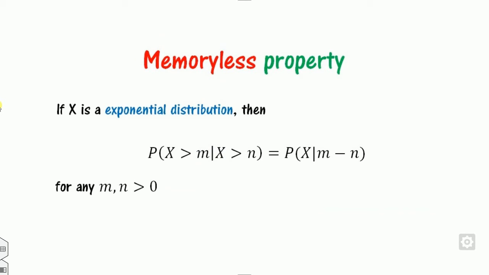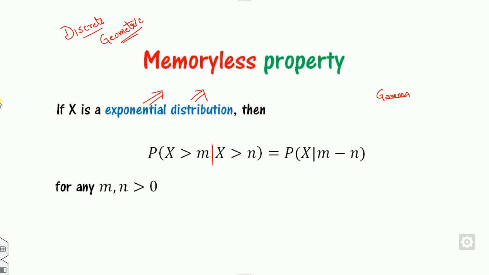Now look at one more important property, called the memoryless property. It only happens in the exponential distribution. In the discrete case, you may remember we discussed that the geometric distribution follows this memoryless property, while in continuous distributions the exponential distribution and the gamma distribution follow it. But what is the memoryless property for the exponential? It always works for conditional probability: P(X > m | X > n) is nothing but P(X > m - n).